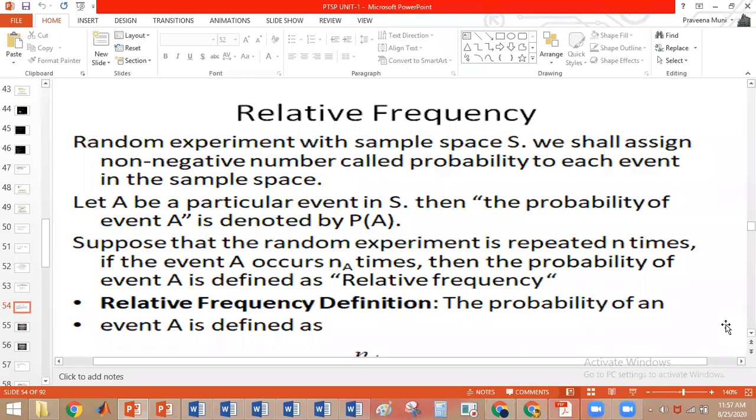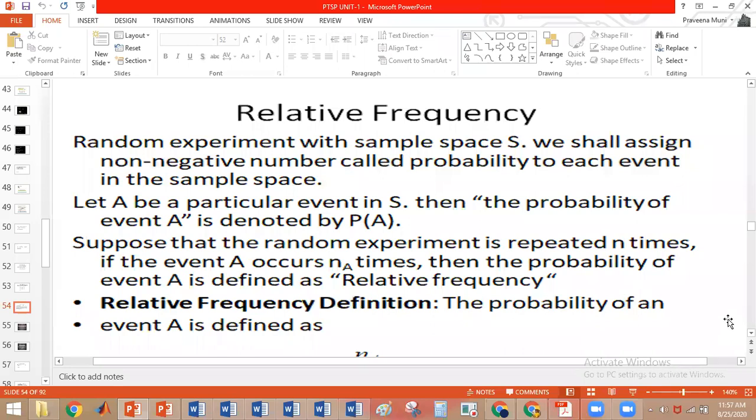The probability that a particular event will occur, we denote with P of A. So the probability with respect to relative frequency is that the random experiment is repeated n times. We have to repeat n times. If the event A occurs NA times, then the probability of event A is defined as the relative frequency of occurrence of that particular event. The relative frequency definition is given like this.